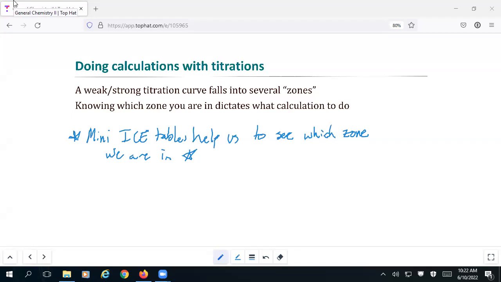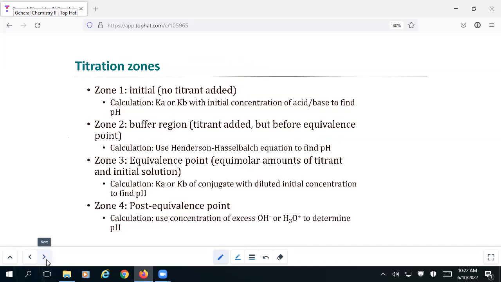And so we can break the titration curve into 4 zones, and that should help at least a little bit. If you can kind of wrap your head around which zone is which, you can kind of do the correct calculation for the correct zone. So the first zone is our initial pH.